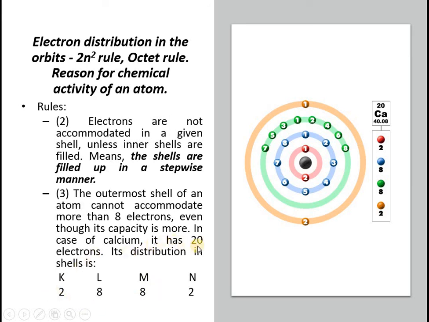Now, here the atomic number is 20, meaning protons are 20. Considering electrical neutrality, electrons should also be 20 in the case of calcium. So, the distribution is like this: K shell has 2, L shell has 8, M shell has 8, and N shell has 2.